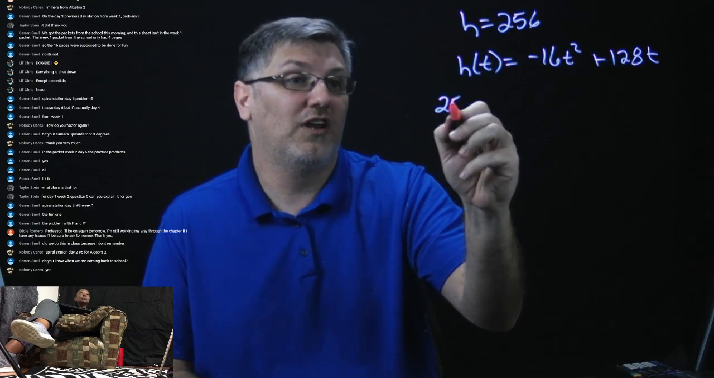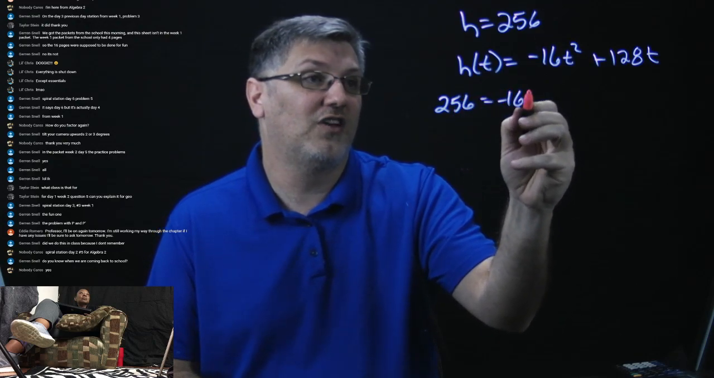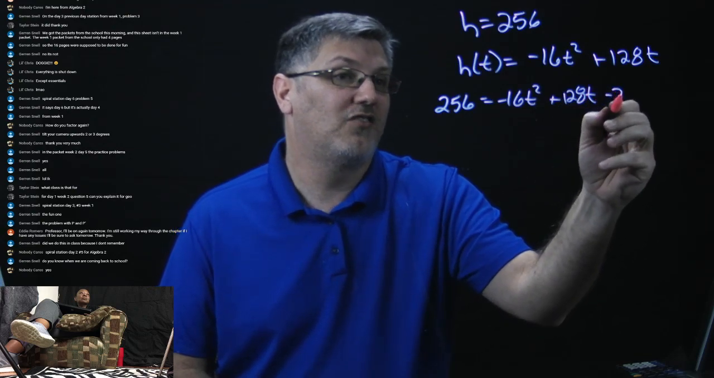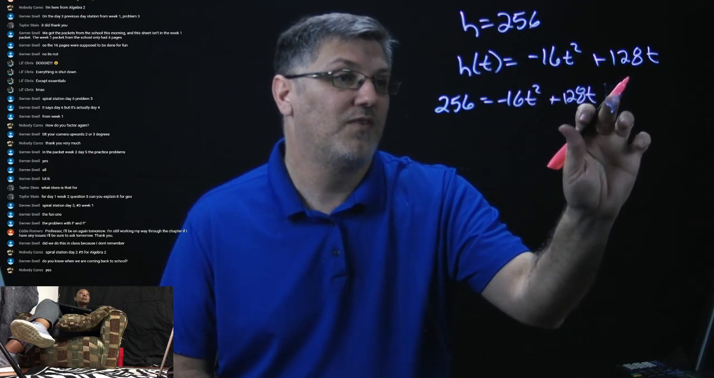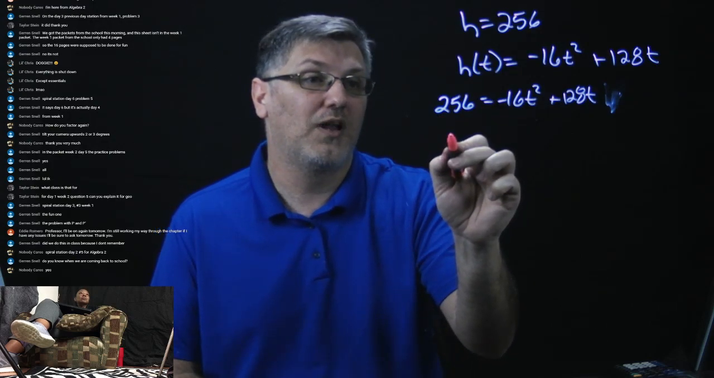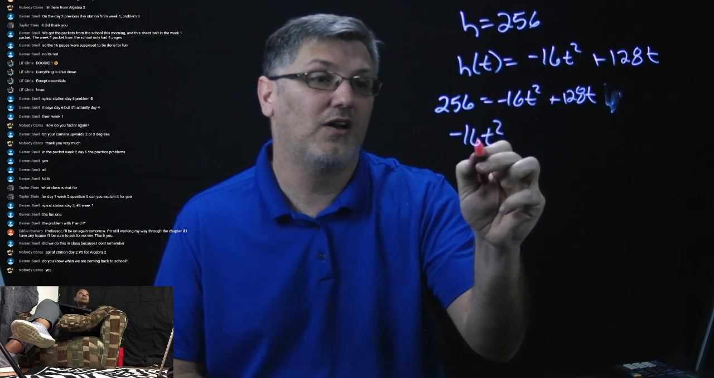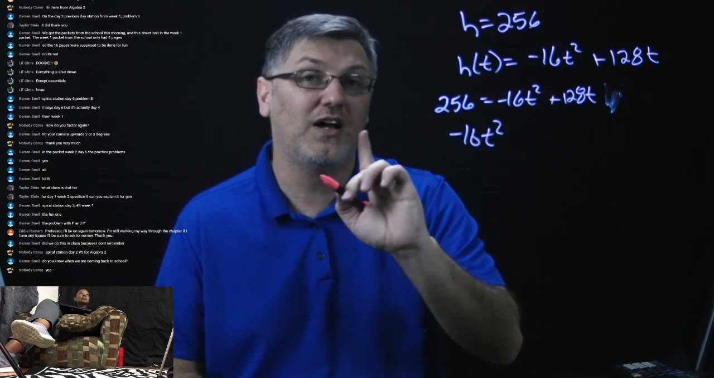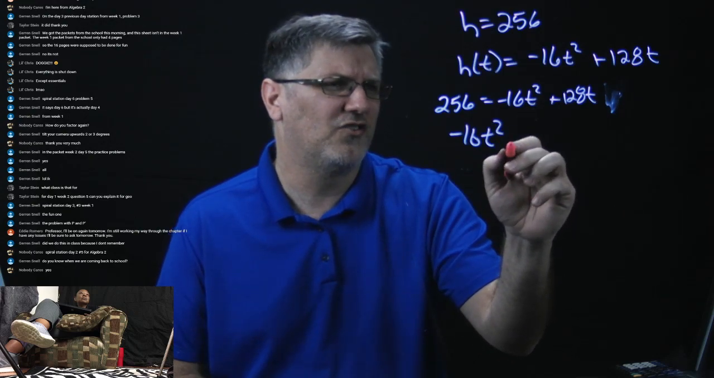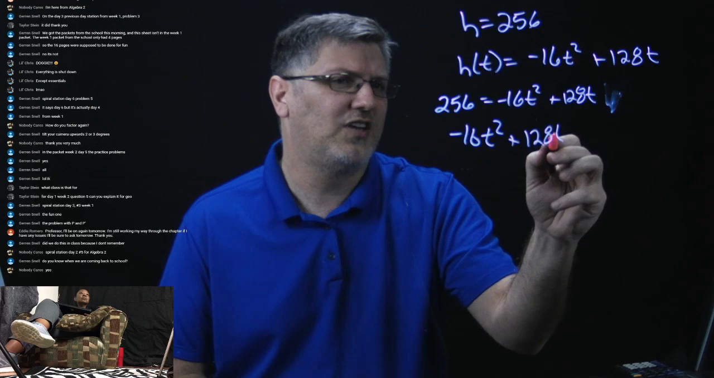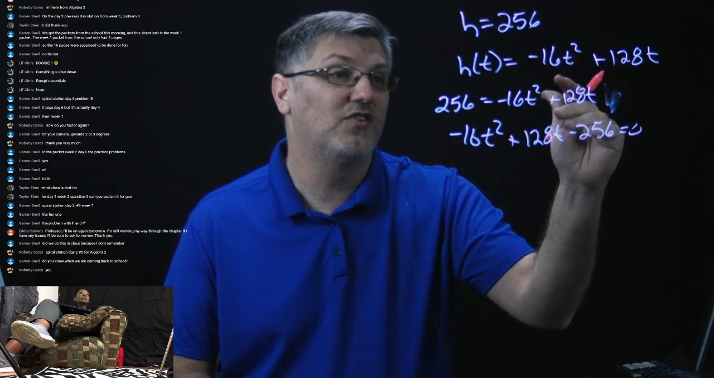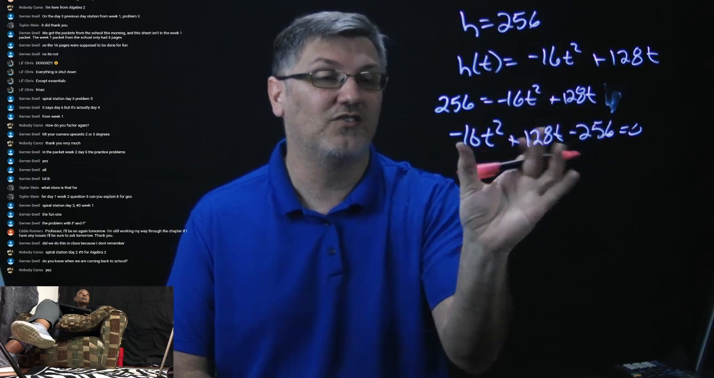So I'm going to get 256 equals negative 16t squared plus 128t, leave it like that. Now I'm going to subtract 256 because it's a quadratic. We get it set equal to 0. I know some of you are like, wait, it should be on the other side. I'm also using the property of equality. Negative 16t squared plus 128t minus 256 equals 0. So really, I just subtracted 256 and then flipped it, because I'm used to seeing this in the front.